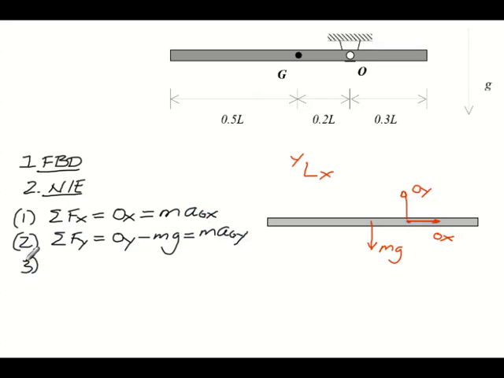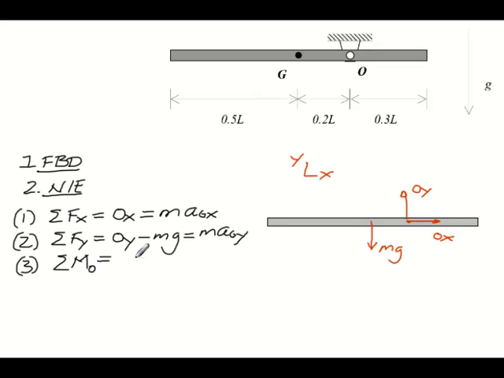And lastly, we have a moment equation. Here's a problem where we actually have a choice. If we want to set moments equal to I alpha, we could use either the center of mass as we've done before, or we can use a fixed point. Use the fixed point whenever you can. It's usually the easiest way. So since O is a fixed point, I'm going to do that.